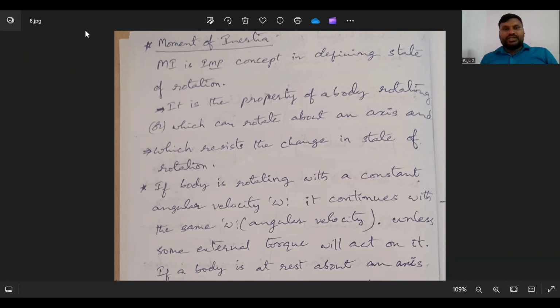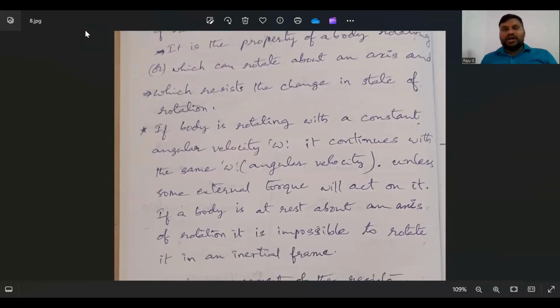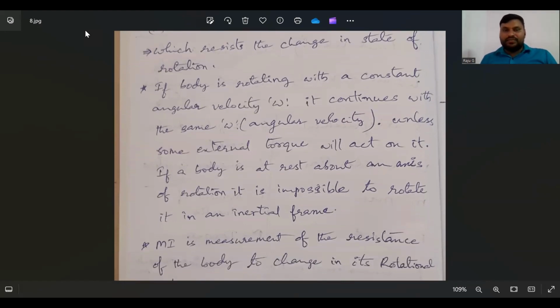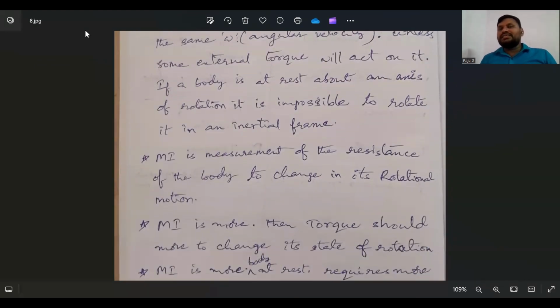Moment of inertia is an important concept in defining the state of rotation. It is the property of a body rotating, or which can rotate, about an axis and which resists the change in state of rotation. If a body is rotating with a constant angular velocity omega, it continues with the same omega unless some external torque acts on it. If there is an external torque, then there is a change in angular velocity. If a body is at rest about an axis of rotation, it cannot start rotating without an external torque; it simply remains at rest. Moment of inertia is the measure of the resistance of the body to change in its rotational motion.